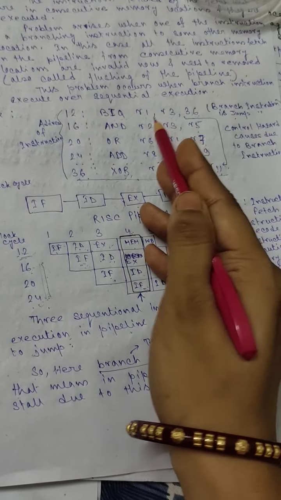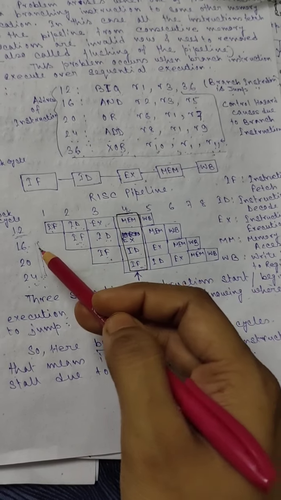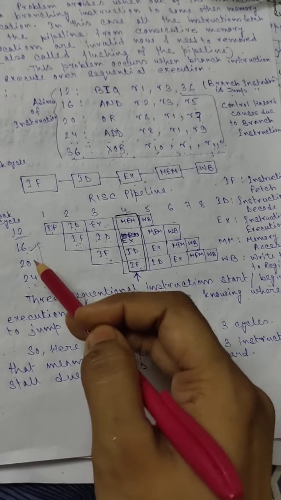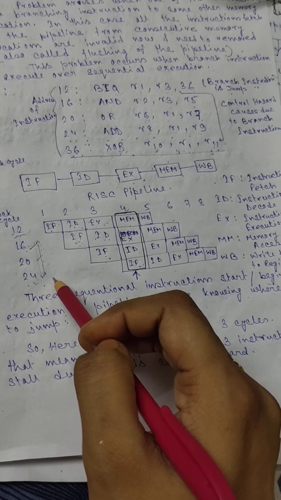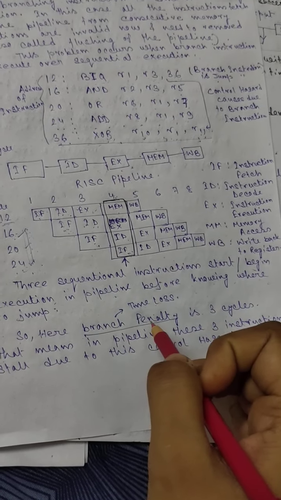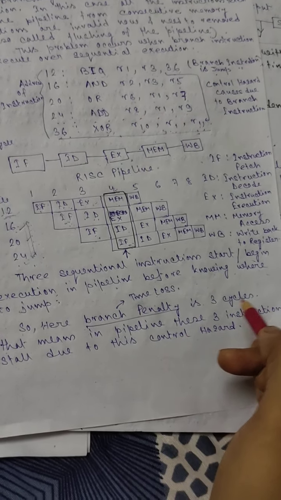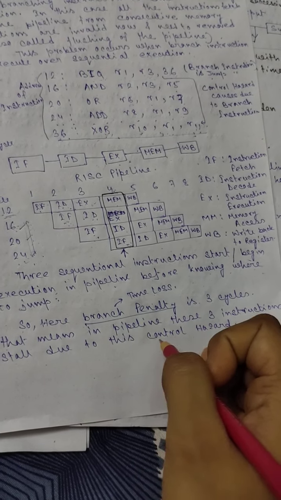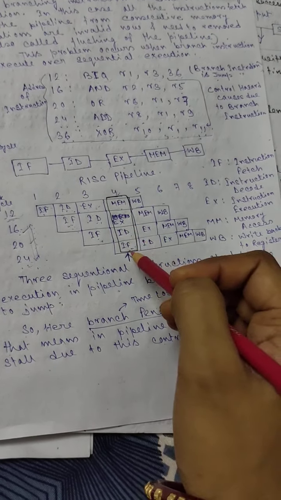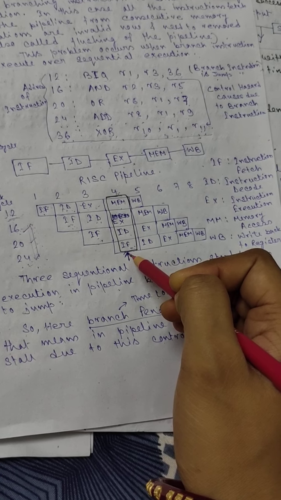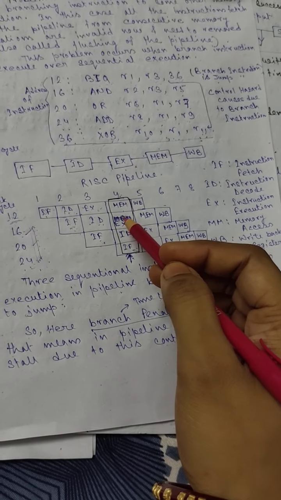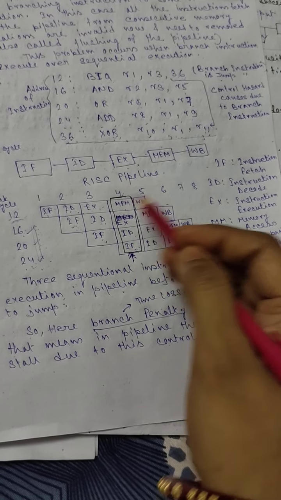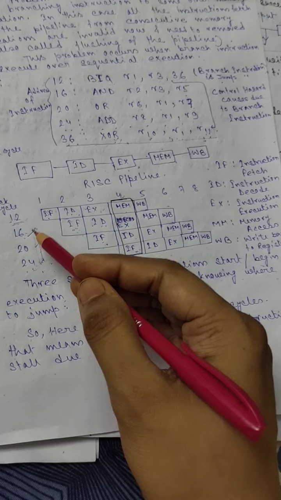So here, if it is equal, there is no need to perform these three instructions. So a branch penalty occurs, that means time loss occurs. That means in the pipeline these three instructions stall due to this control hazard. So the control hazard occurs because without knowing where to jump, these three instructions are performed in sequence. So this is control hazard.